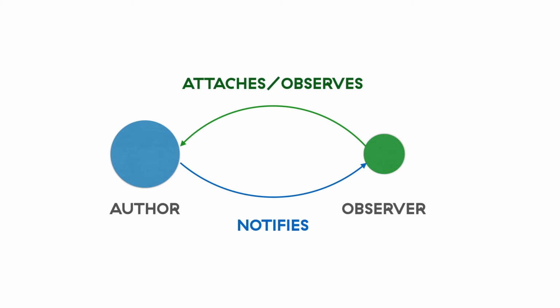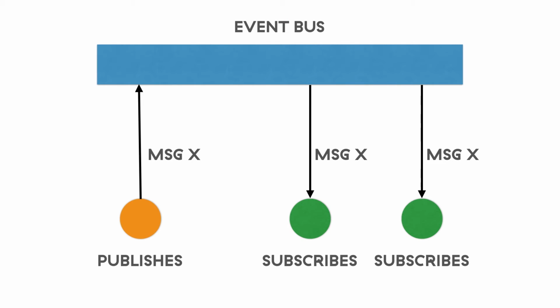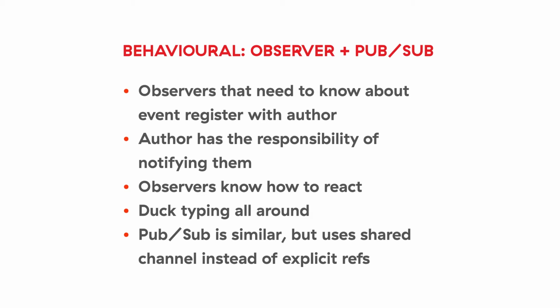Now, pub/sub works like this, basically. You have a shared channel, some sort of an event bus, and you have some number of subscribers, and they listen to some event. In this case, it's message_x. And then zero or one or more publishers say, okay, I'm publishing message_x. And then everyone who's listening to message_x reacts to it. So it decouples it even more.